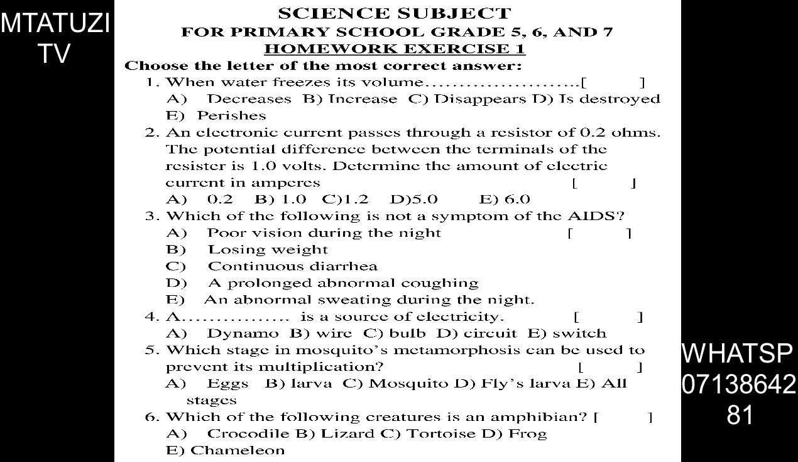Question number 4 says that a dash is a source of electricity. A, dynamo; B, wire; C, bulb; D, circuit; E, switch. Which is a source of electricity among the alternatives given? Choose the correct answer and put your answer in the bracket there.